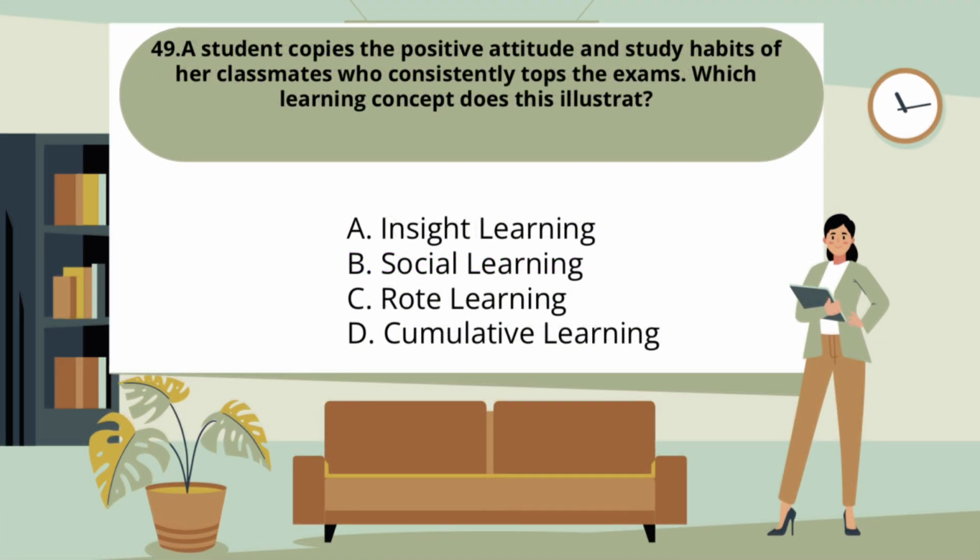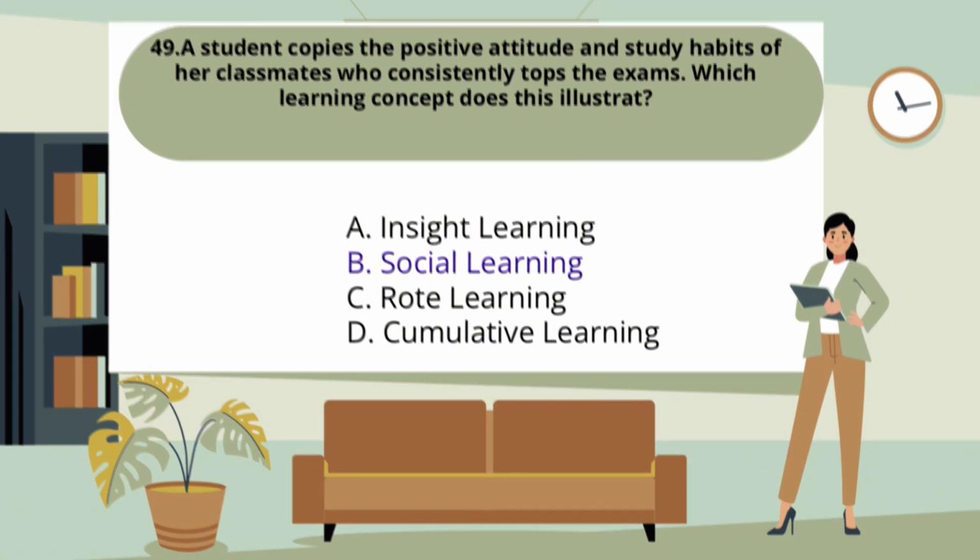Number 49, a student copies the positive attitude and study habits of her classmates who consistently tops the exam. Which learning concept does this situation illustrate? Letter A, insight learning. Letter B, social learning. Letter C, rote learning. Letter D, cumulative learning. The correct answer is letter B, social learning.